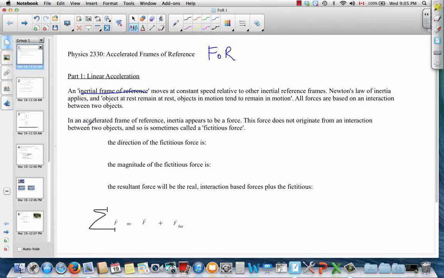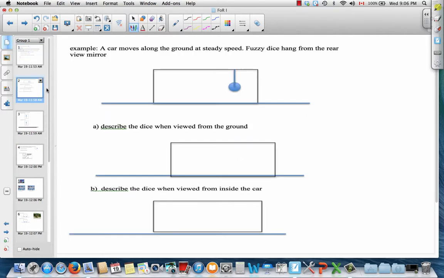So we'll go through several examples of accelerated reference frames, but the main thing is they're accelerating relative to an inertial frame. And the direction of that fictitious force will be opposite to the direction of the acceleration of the reference frame, and the magnitude of that force will just be ma. Now, in the accelerated reference frame, you can add the real forces to the fictitious force to get the net force, and then just set it equal to ma. Let's look at some examples.